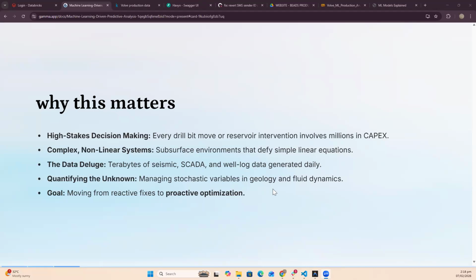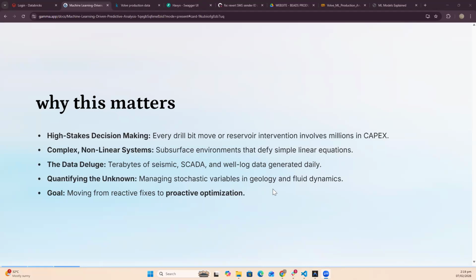Second, we are talking about complex and nonlinear systems. The subsurface is not a straight line problem. An increase in pressure by 10% does not necessarily mean that production will increase by 10%. The relationship is messy and nonlinear, and this is where machine learning does better than the normal equations we have. Machine learning is able to handle complex behavior that we find difficult to handle.